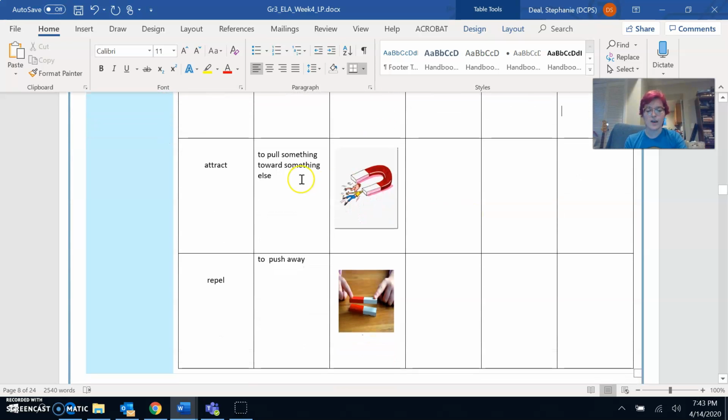The word is attract. It means to pull something towards something else. So in the picture, there's a magnet and it's pulling this guy toward him. So he is attracted. So a synonym for attract is pull.